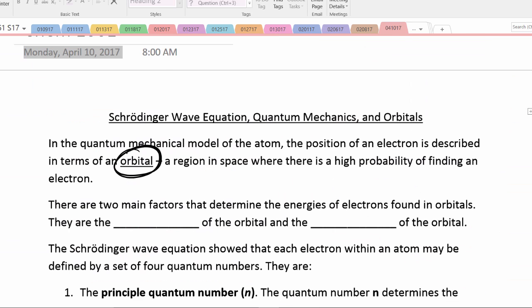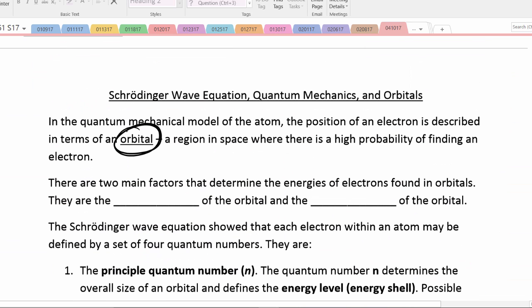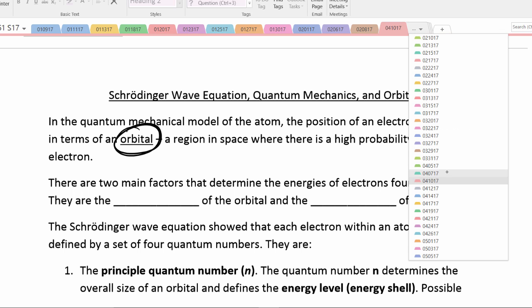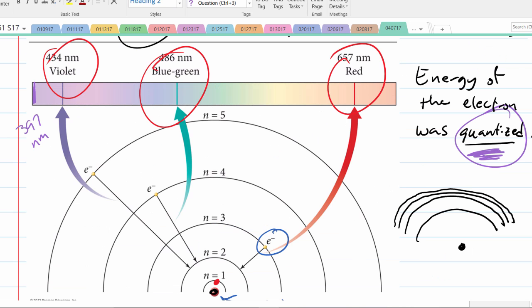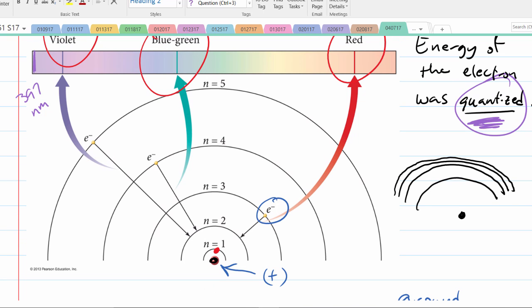The first piece here was our first question on the Socrative app today, which was that the Schrödinger wave equation defined these regions in space where there's a high probability of finding an electron and called them orbitals rather than orbits. Part of the reason for that is that if we go back to this model here, which is the Bohr model of the atom, this is way too predictable, and scientists were trying to come up with a way to explain why we observed the line spectra.